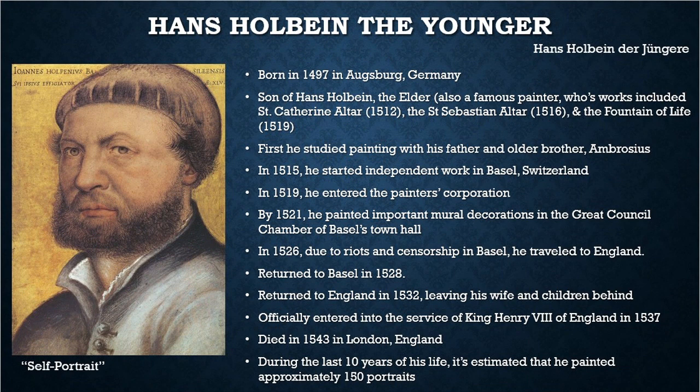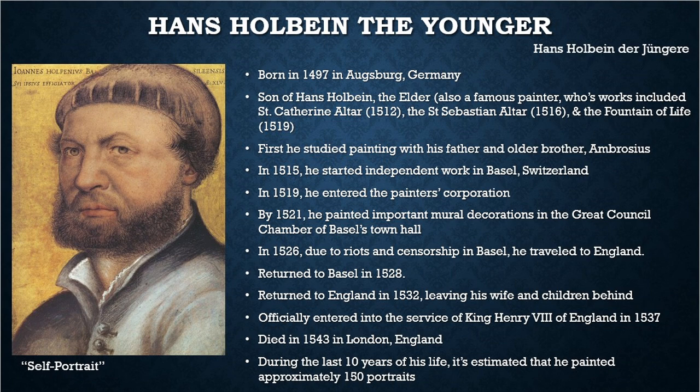Hans Holbein the Younger was born in 1497 in Germany. He was the son of Hans Holbein the Elder, who was also a famous painter. He first studied painting with his father and his older brother, Ambrosius. In 1515, he started independent work in Basel. In 1519, he entered into the Painters Corporation. By 1521, he had painted important mural decorations in the Great Council Chamber in Basel's Town Hall.